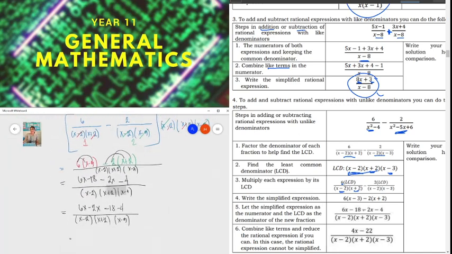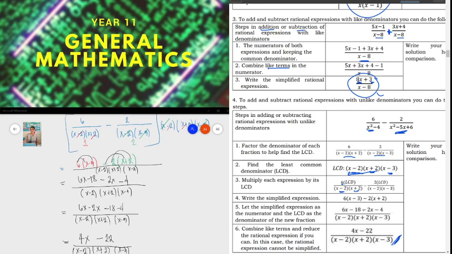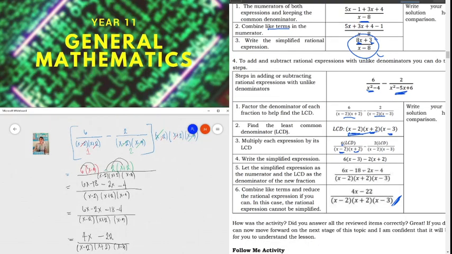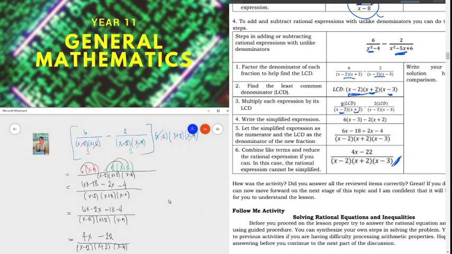So we have now equals to 6x minus 2x, that is 4x. So we have negative 18, negative 4, so they are both negative. So we add 18 plus 4, that is negative 22. Over the LCD, we have x minus 2, x plus 2, x minus 3. Okay, so we have now this answer. Okay, so that's how you do it. Okay, so I hope it's clear.